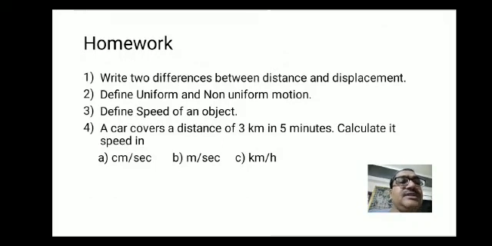Okay, I'm giving you some questions, so write them in your notebook along with the answers, and one sum I have included, so solve that also. This is the first question: write two differences between distance and displacement. Second, define uniform and non-uniform motion. Third, define speed of an object. Fourth, a car covers a distance of 3 km in 5 minutes. Calculate its speed in centimeter per second, meter per second, and kilometer per hour.